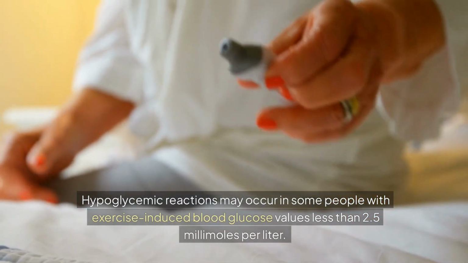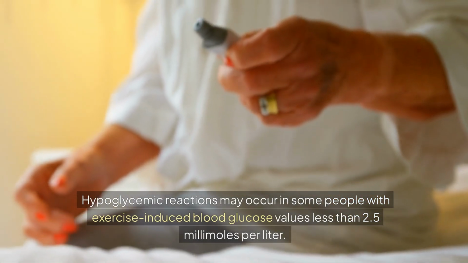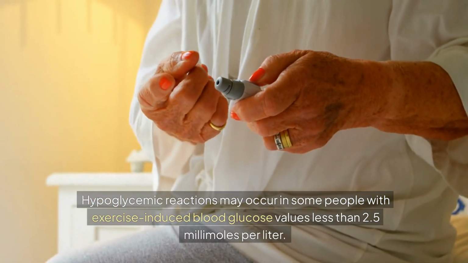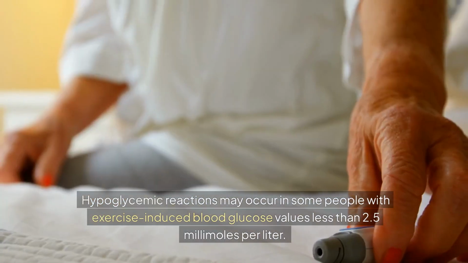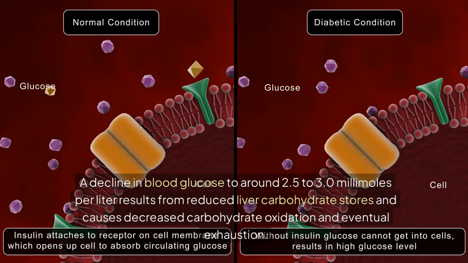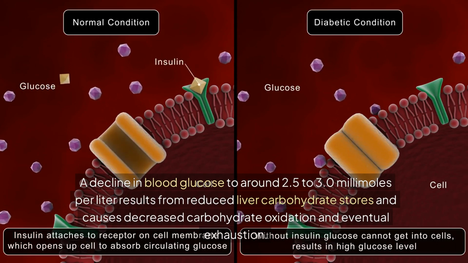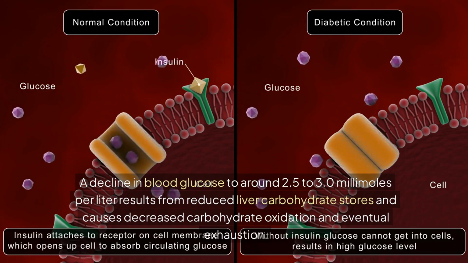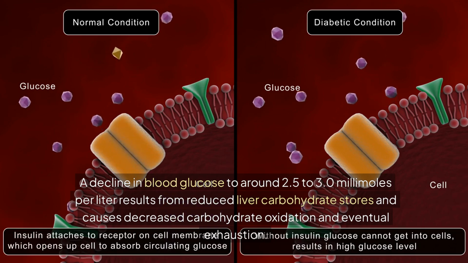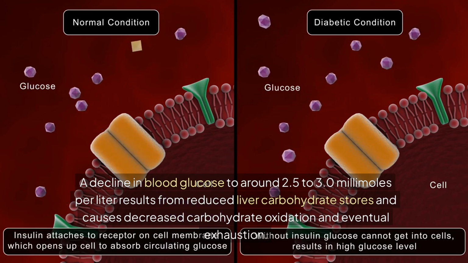Hypoglycemic reactions may occur in some people with exercise-induced blood glucose values less than 2.5 millimoles per liter. A decline in blood glucose to around 2.5 to 3.0 millimoles per liter results from reduced liver carbohydrate stores and causes decreased carbohydrate oxidation and eventual exhaustion.